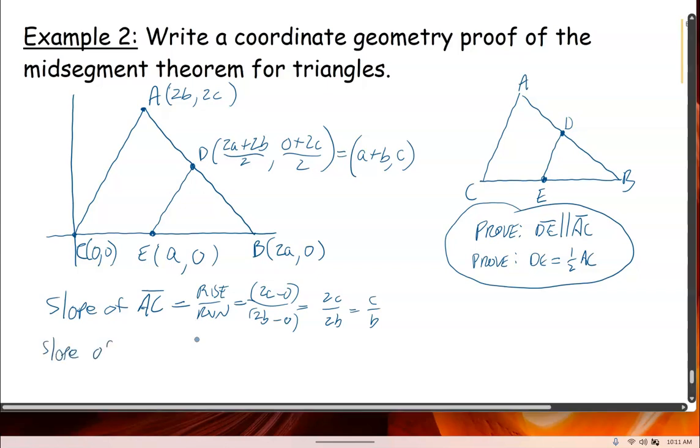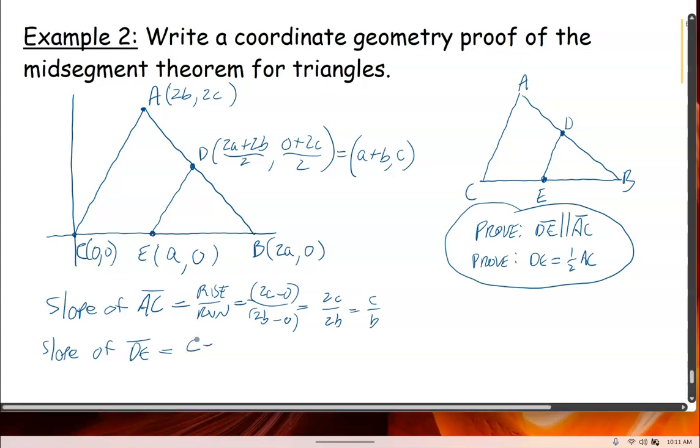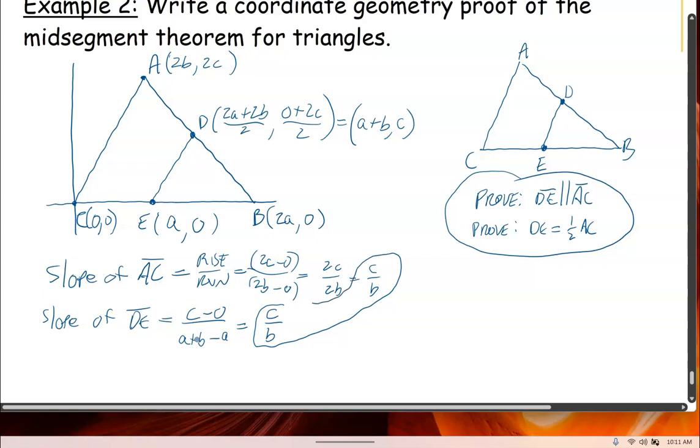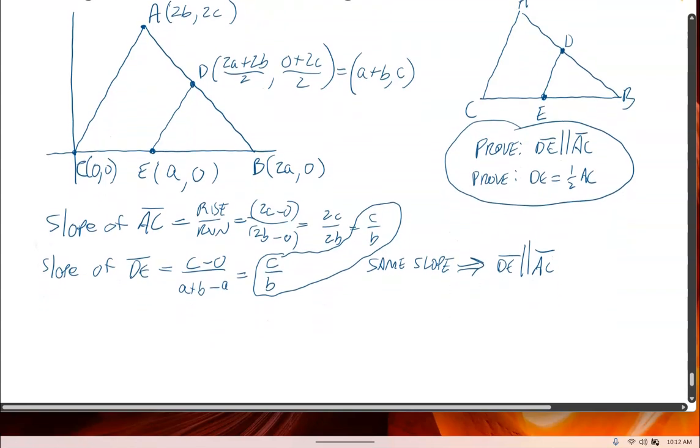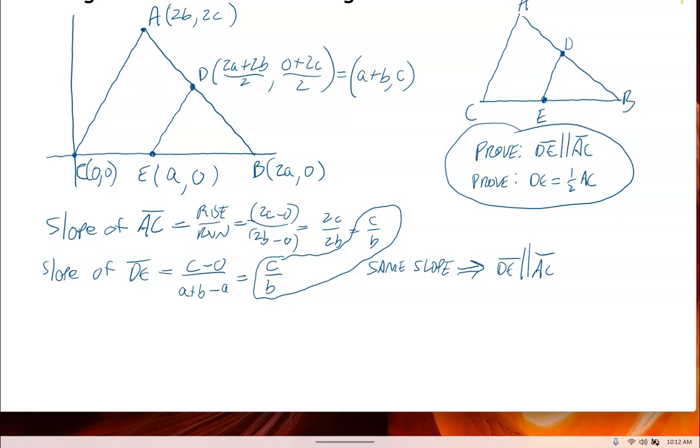The slope of DE is same idea. If we take the difference in the y coordinates first, that would be c minus 0. The difference in the x coordinates is a plus b minus a. And so we just get c over b. And since we have the same slope, that indicates that DE must be parallel to AC since they have the same slope. So we've done the first part of the proof.